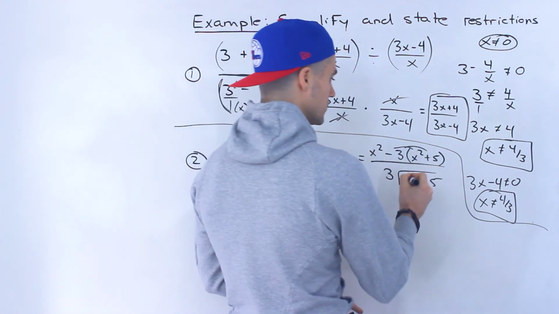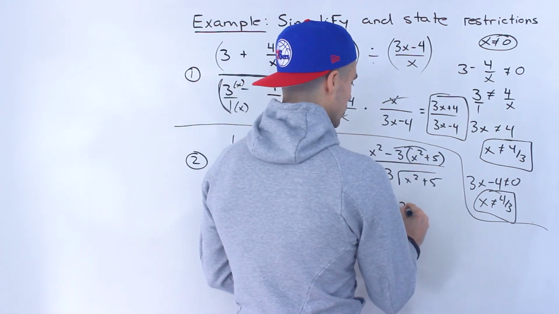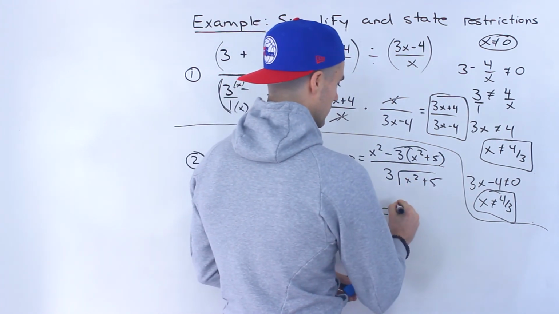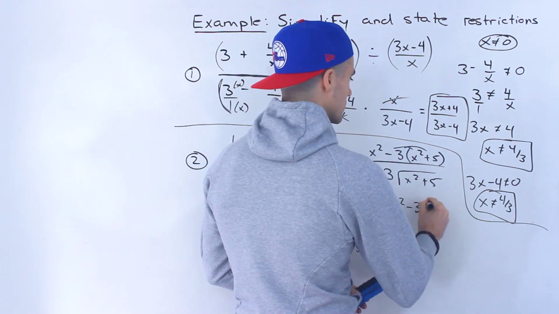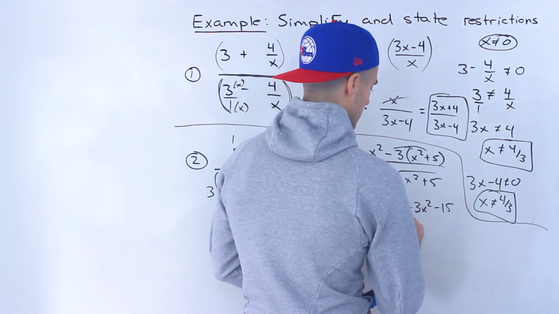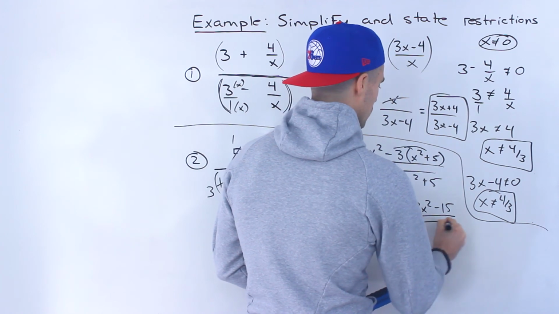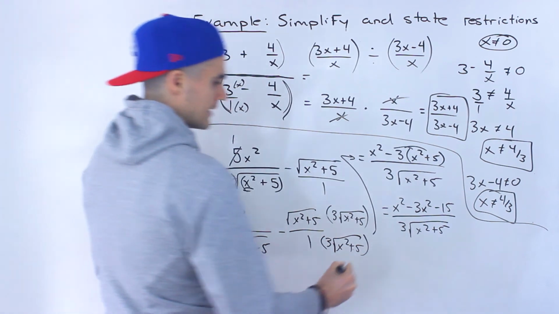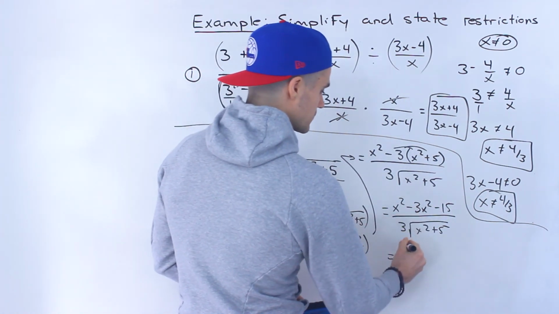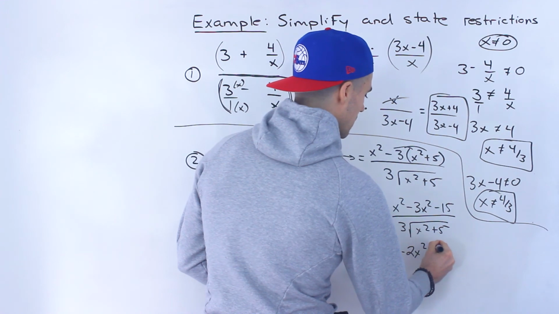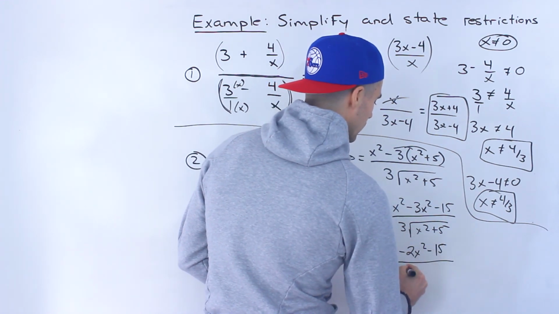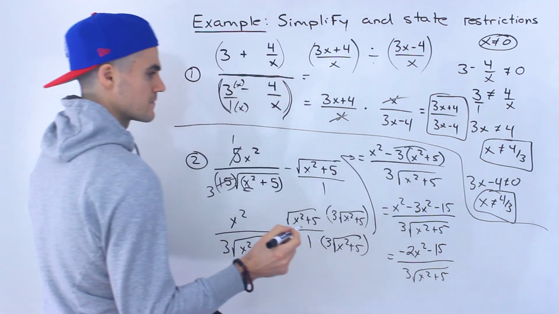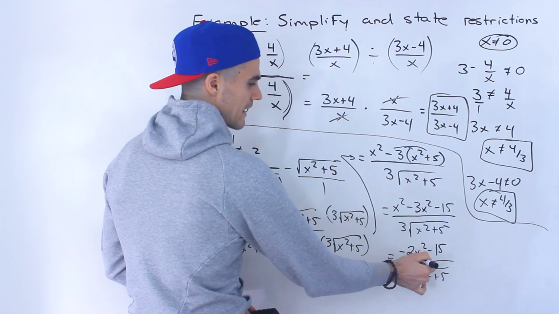So if we distribute, we'll end up with negative 3x squared. Actually, yeah, let's write it all out. x squared minus 3x squared minus 15, all over 3 root x squared plus 5, like that. And so from here, x squared minus 3x squared gives us negative 2x squared minus 15 over 3 root x squared plus 5. Then you want to see, does this factor?